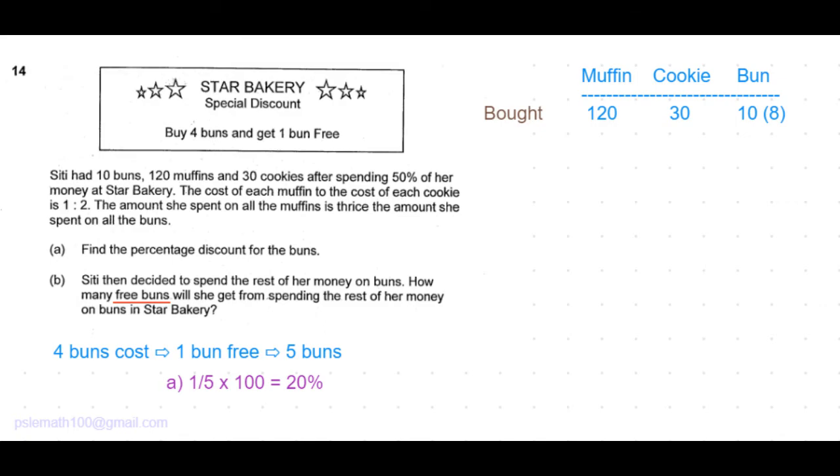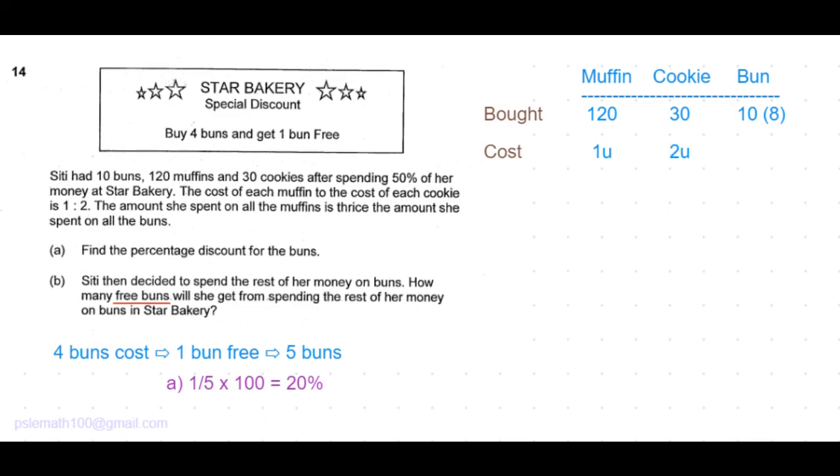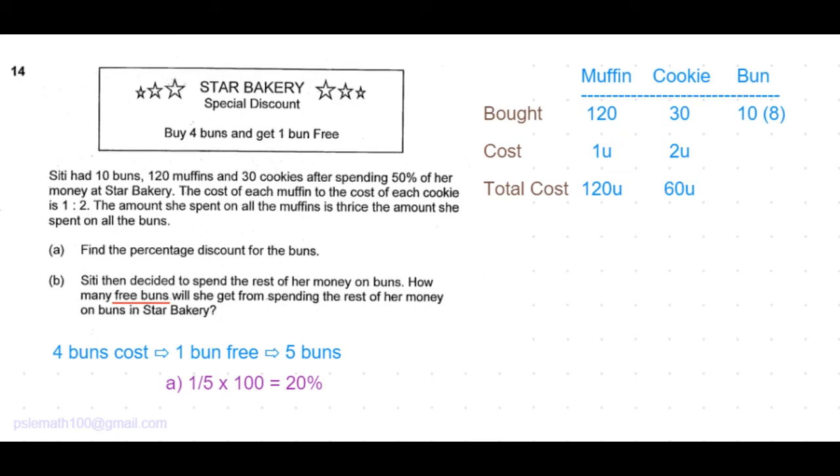The cost of each muffin to the cost of each cookie is 1 is to 2. So let's take the cost of each muffin to be 1 unit. Then the cost of a cookie becomes 2 units. So the total cost of all the muffins together is 120 times 1 unit, which is equal to 120 units. The cost of all the cookies together is 30 times 2 units, which is equal to 60 units.